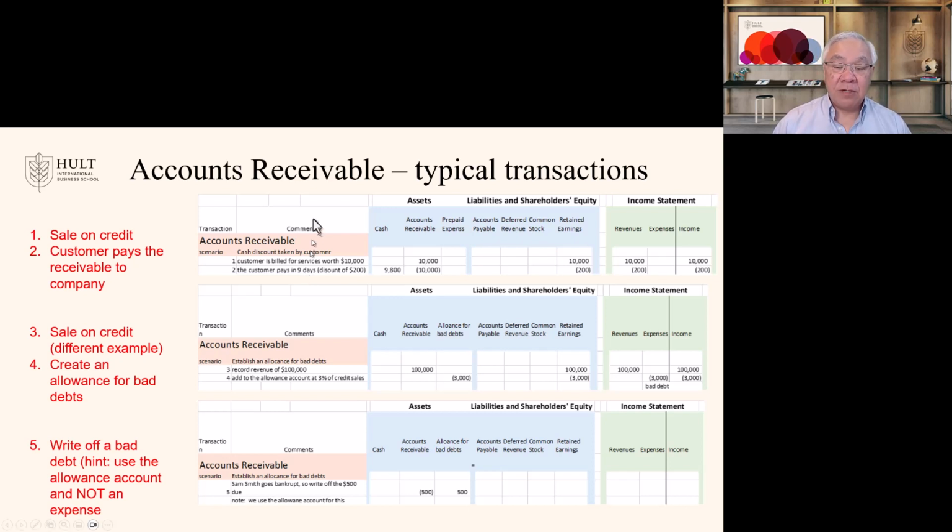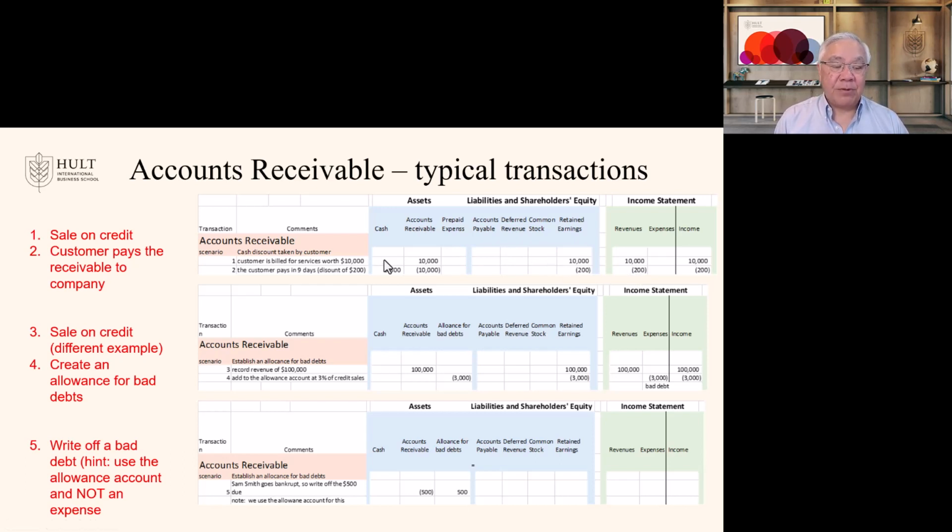So they paid you cash of $9,800. It extinguished or satisfied $10,000 worth of receivables, and we reduce our revenue because we really didn't receive $10,000 when all was said and done. We only received $9,800. So that's why it's a negative $200 here. So that's an example of a discount taken by a customer.